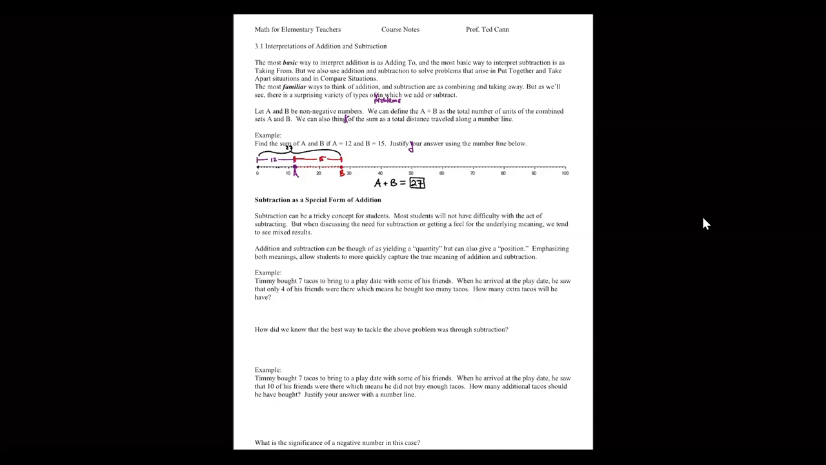Now subtraction is a special form of addition. It's tricky for students because the act of subtracting brings up other concepts. What happens if I have 20 of something and I want to take away 40 from that something? For a young one to conceptualize that could be pretty daunting.